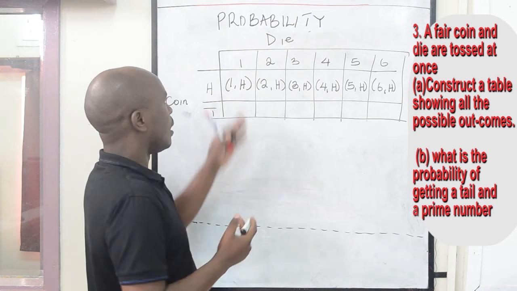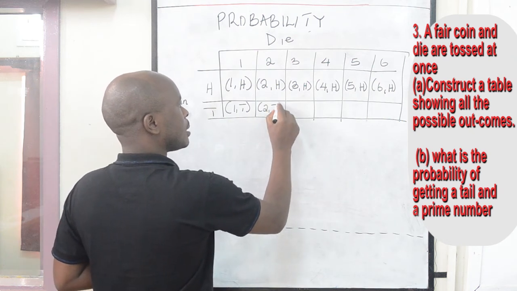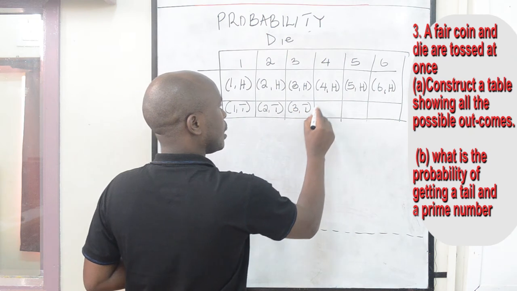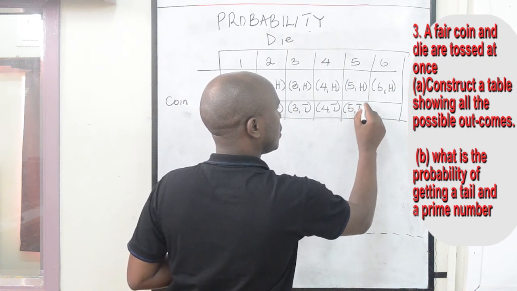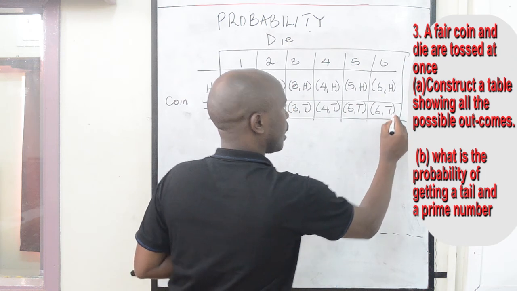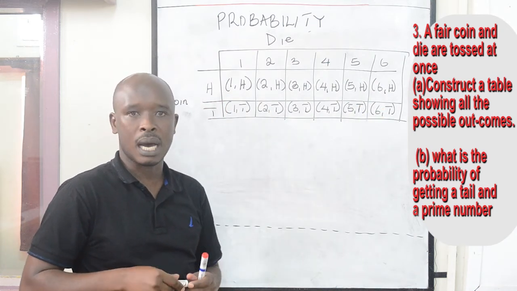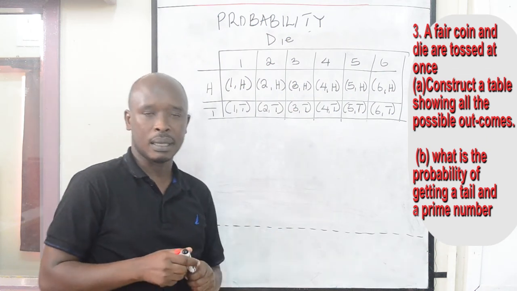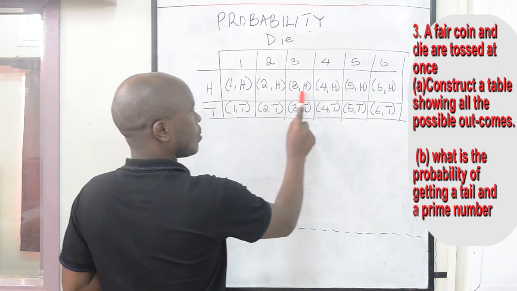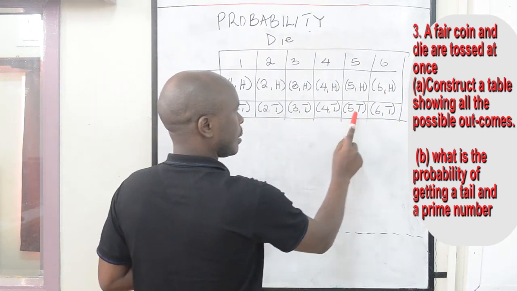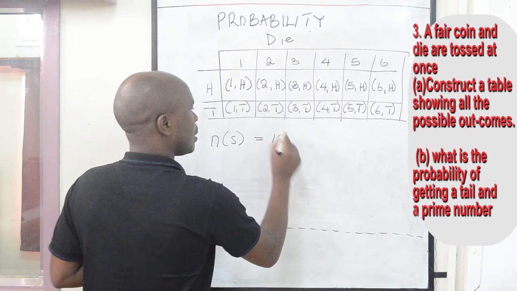Or we can have a 1 and a tail, a 2 and a tail, 3 and a tail, 4 and a tail, 5 and a tail, 6 and a tail. So this forms our possible sample space, and we can determine the total number of events in our sample space, which is 1, 2, 3, 4, 5, 6, 7, 8, 9, 10, 11, 12. So the number in our sample space is 12.